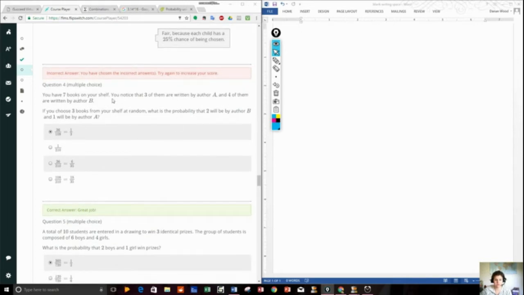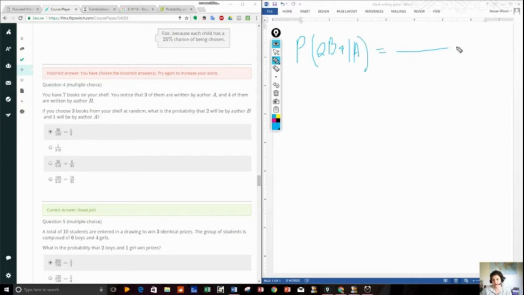You have 7 books on your shelf. You notice that 3 of them are written by author A and 4 of them are written by author B. If you choose 3 books from your shelf at random, what is the probability that 2 will be by author B and 1 will be by author A? So I want the probability that 2 are from B and 1 is from A.